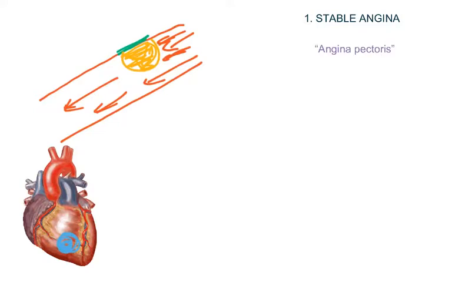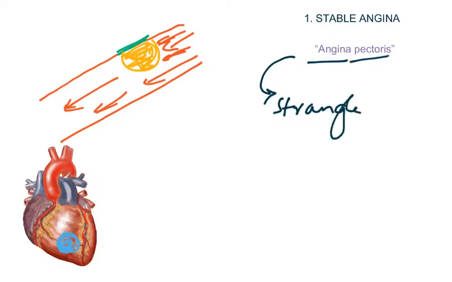So they will start developing symptoms called angina pectoris. What does angina pectoris mean? Angina is a Greek word which means to strangle, and pectoris means chest. It is termed so because the patients describe that they have a feeling of tight and strangling pain in the chest. This is stable angina, briefly.